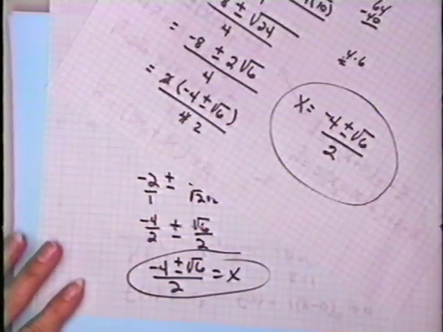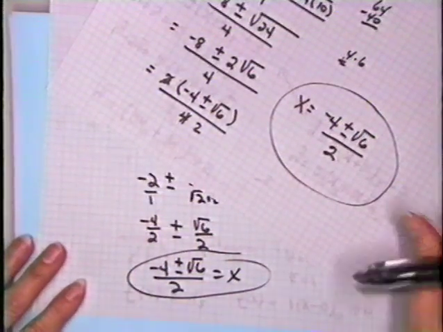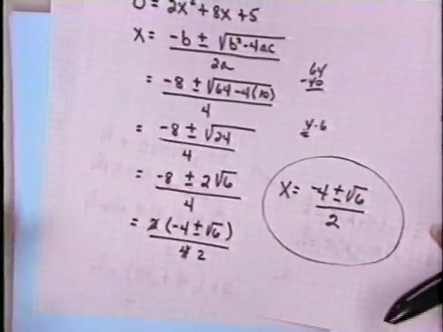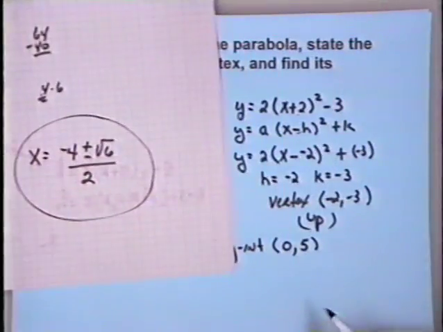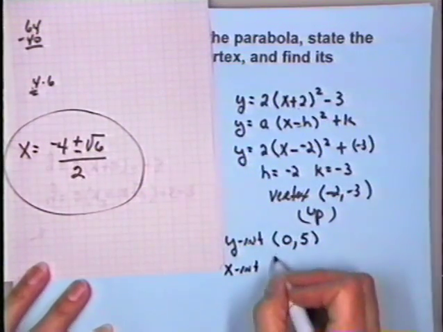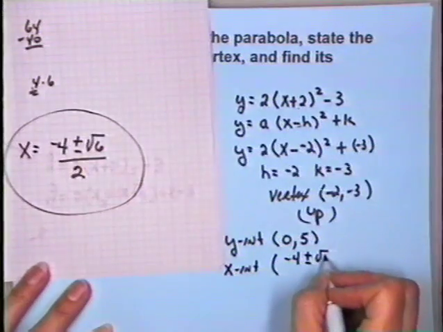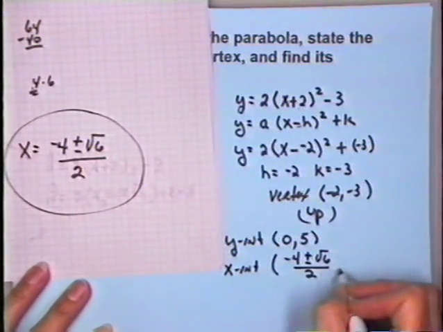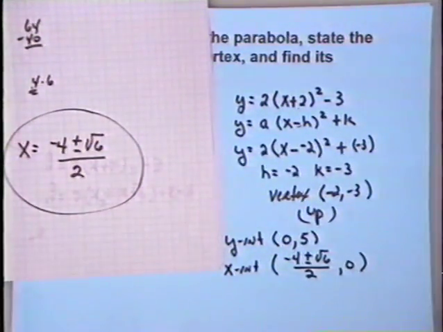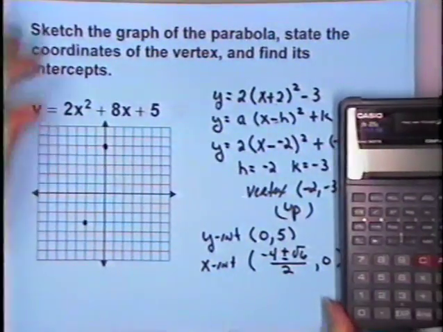So it really is up to you which technique you prefer to come up with those exact values of the x-intercepts. Now I'm going to write on our paper here: x-intercepts are at (-4 ± √6)/2, 0. Those are the exact values.